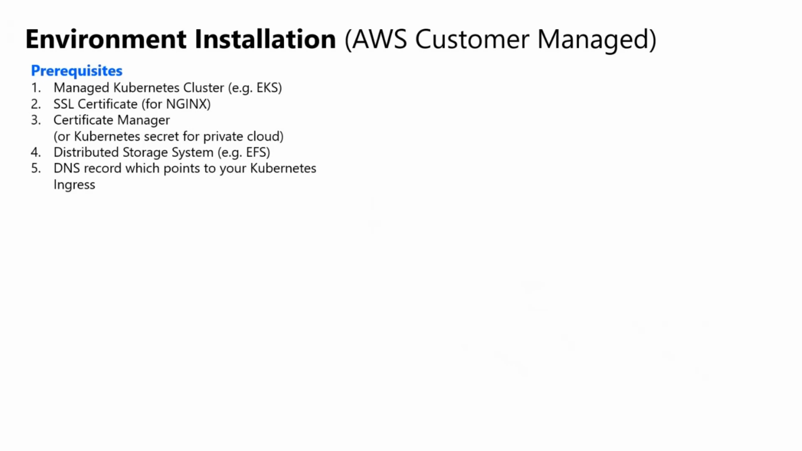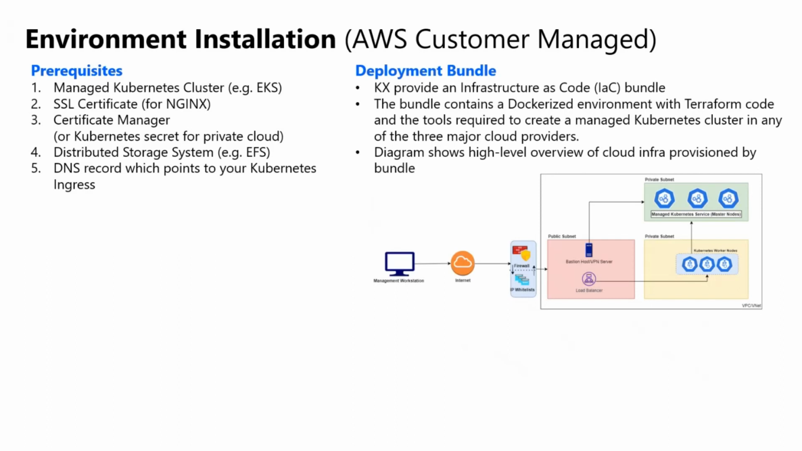You'll need a distributed storage system. So EFS, for example, on AWS is fine. Rook Ceph, for example, provides high performance distributed storage. And then you need a DNS record, which points to your Kubernetes ingress. So that's just for the URL to be able to access the system.